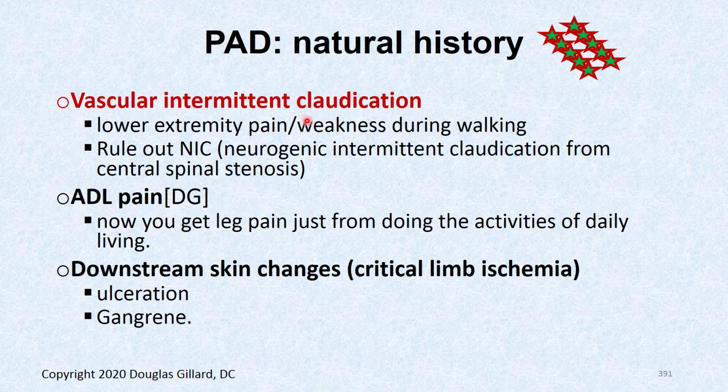So after that, if you're not walking, you're okay. But pretty soon it's not just walking, it's walking around the house and doing yard work. I call it activities of daily living claudication. I should have put claudication in there. But you get pain in your legs from that. And then pretty soon, you're starting to get some changes in the skin. Skin's actually starting to die. So you're getting ulcerations, and then it can go to gangrene. So that's kind of the progression.